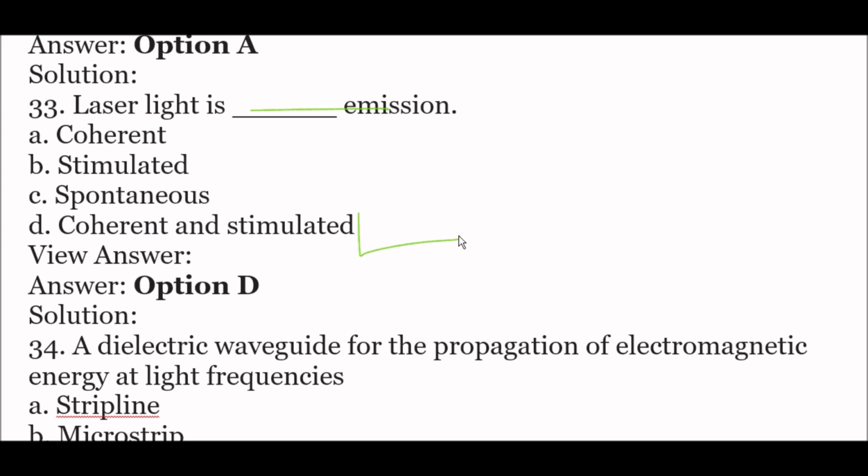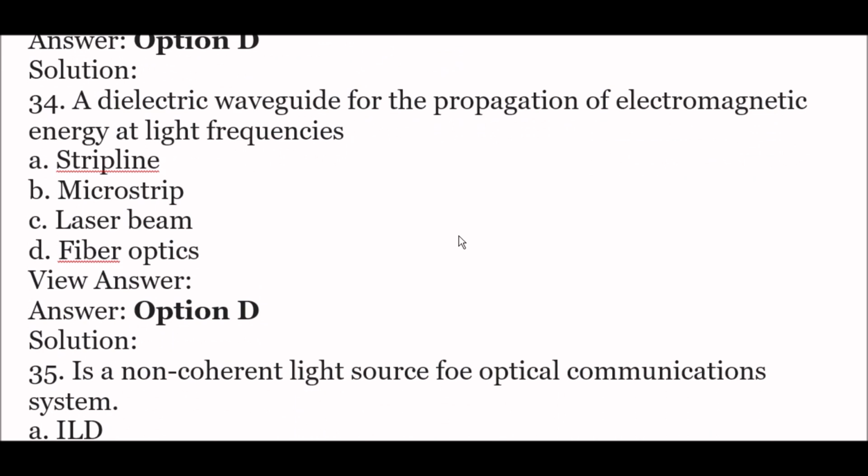Okay, next question. A dielectric waveguide for the propagation of electromagnetic energy at light frequencies is: option A, stripline, option B, microstrip, option C, laser beam, option D, fiber optics. And right answer here is option D, fiber optics. Okay, a dielectric waveguide for the propagation of electromagnetic energy at light frequencies is fiber optics.